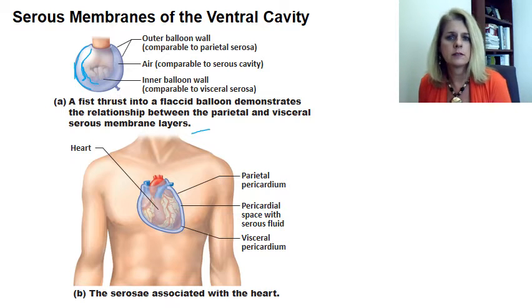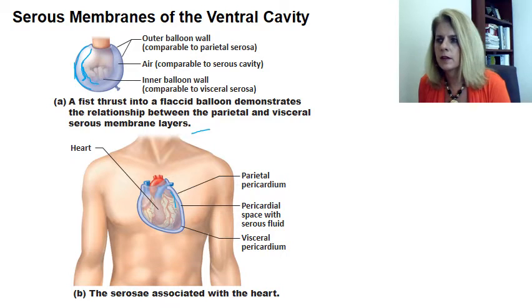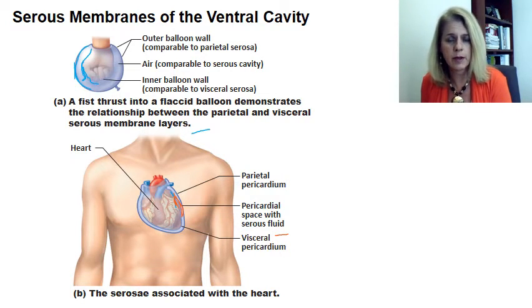Okay, so now instead of my hand, let's take my heart and push it down into a double-walled balloon, and so you have a membrane. You have a membrane that's right on the heart. That is the visceral pericardium, because that's the membrane around the heart. The membrane that lines the pericardial cavity is the parietal pericardium. And between those two membranes is the pericardial space with the serous fluid.